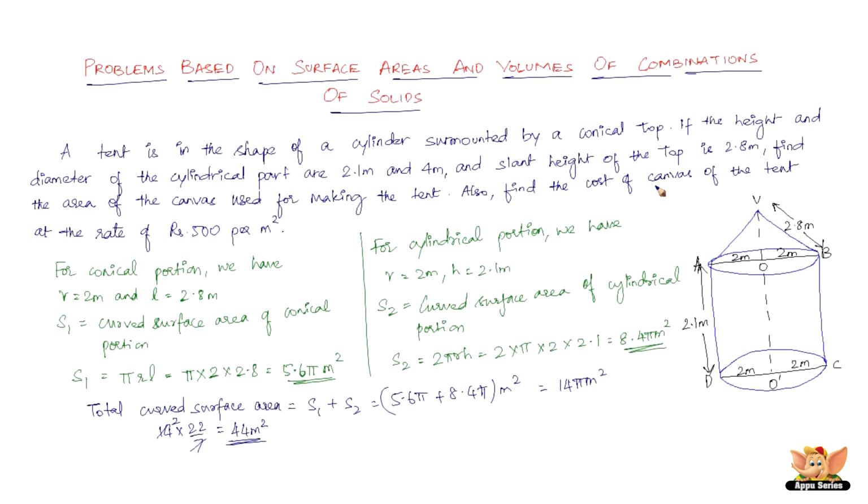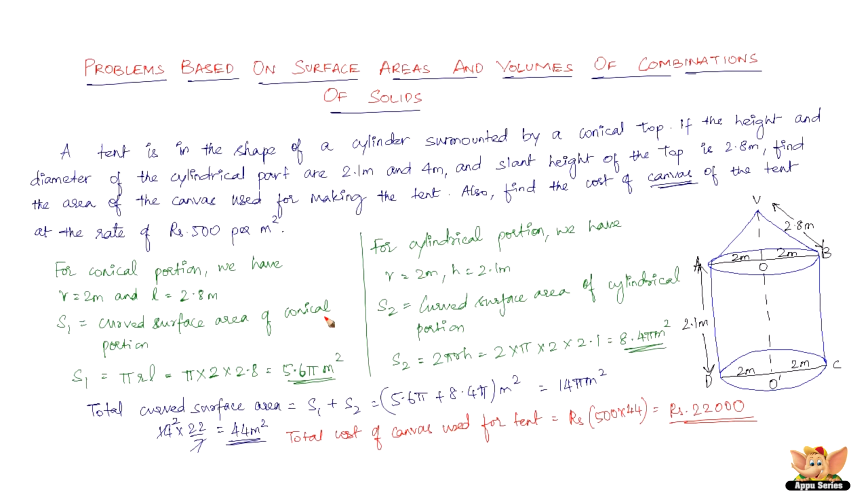So now what is the area of canvas that we need to make the tent? It is 44 meters square. So if 1 meter square is going to cost 500 rupees, then 44 meters square is going to cost 44 times 500. So therefore, the total cost of canvas used for making the tent is going to be rupees 500 times 44, which is equal to rupees 22,000. So the cost of canvas to make the tent at the rate of rupees 500 per meter square is going to be rupees 22,000. All right. So that ends this problem.